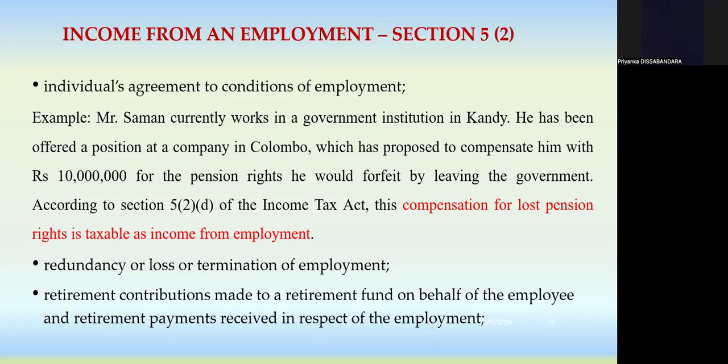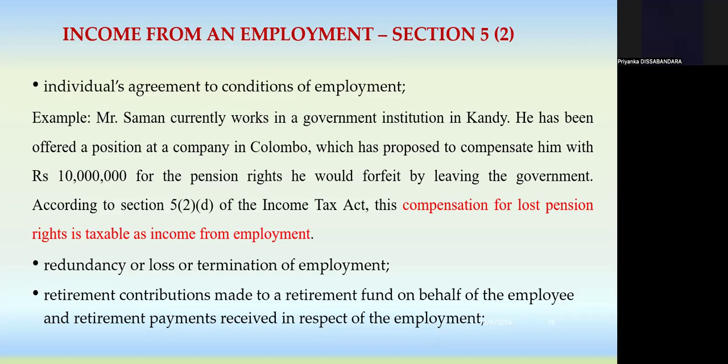Then the retirement contributions made to a retirement fund. That means retirement contributions made to a retirement fund on behalf of the employee and retirement payments received in respect of the employment. Two types of income are there. So one is contributions made to a retirement fund on behalf of the employee, which means the employer makes contributions on behalf of the employee to a retirement fund.